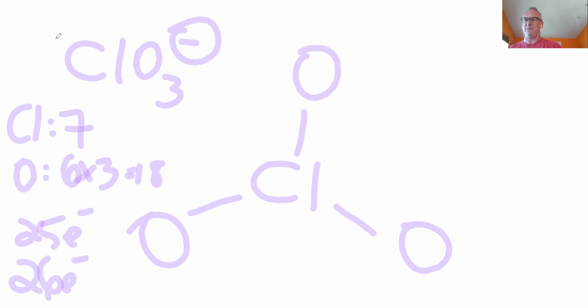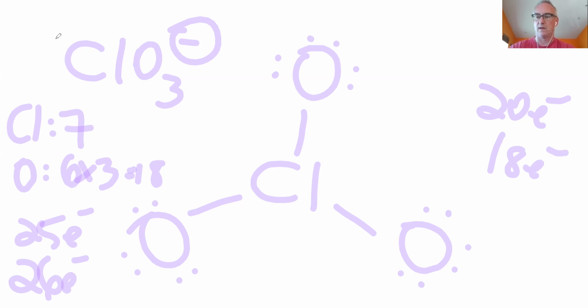Now, how many do we have in bonds right now? 6. Right, so we have a total of 20 electrons left. So let's do our 20 electrons. 1, 2, 3, 4, 5, 6. 1, 2, 3, 4, 5, 6. 1, 2, 3, 4, 5, 6. That's 18. And so I have 2 left over. When you have leftovers, where do you put them? In the middle.